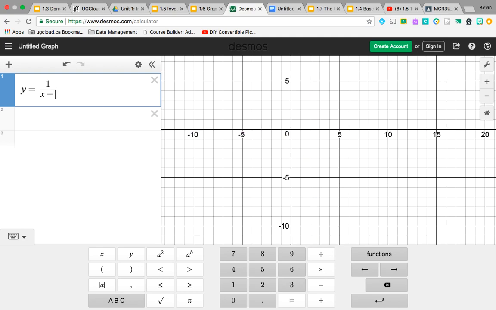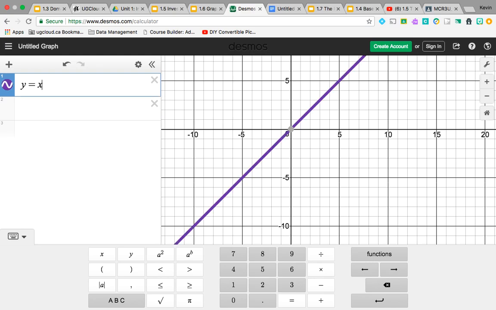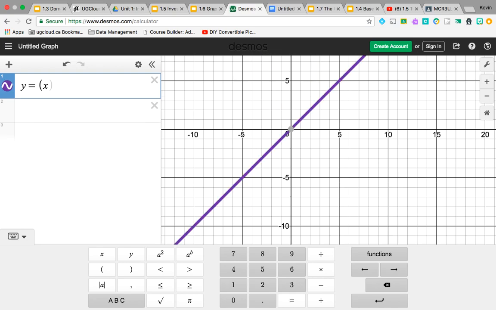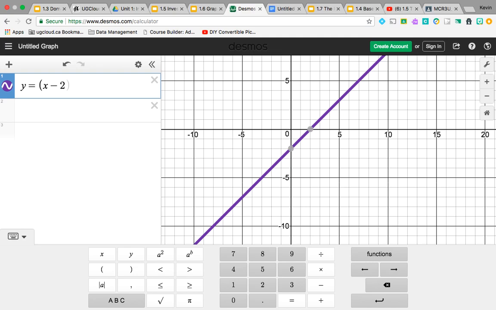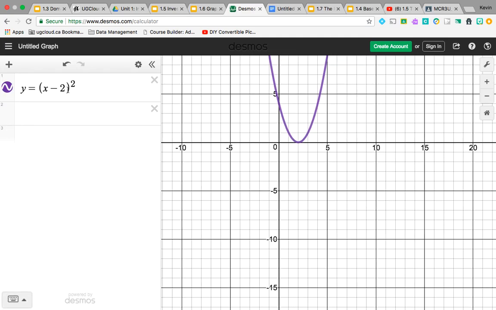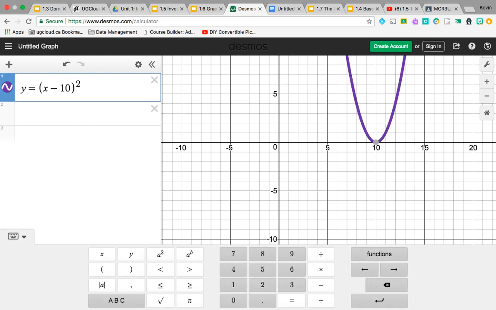And if you did this as x squared, you probably recognize it from quadratics in grade 10. Just want to make sure we put brackets around this. So we'd say x minus 2, and then square that. You can see that shifted to the right 2, and if you did x minus 10, that'd be shifted to the right 10. And so then plus 3 would shift it to the left. And so in this case, it shifts it left and right.